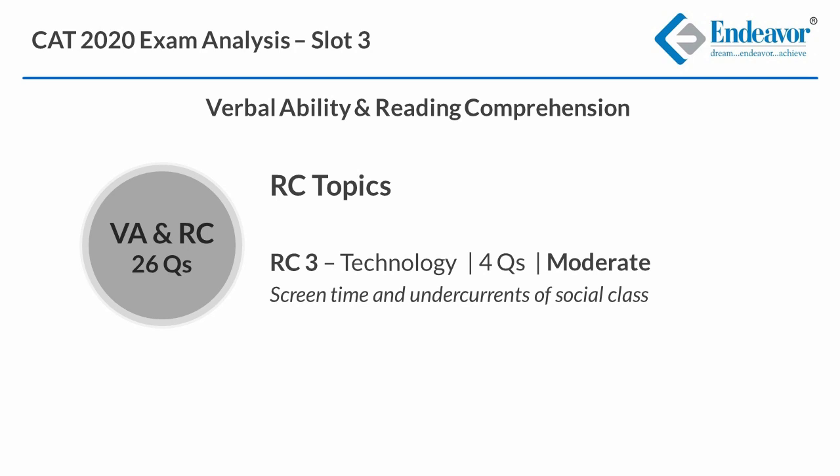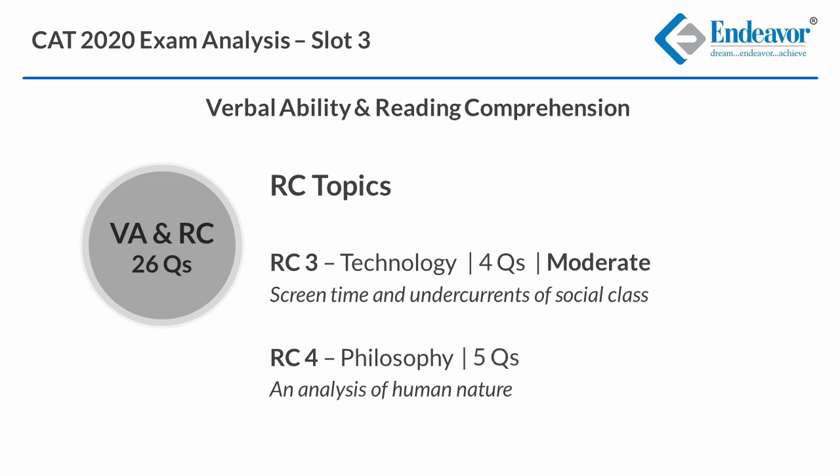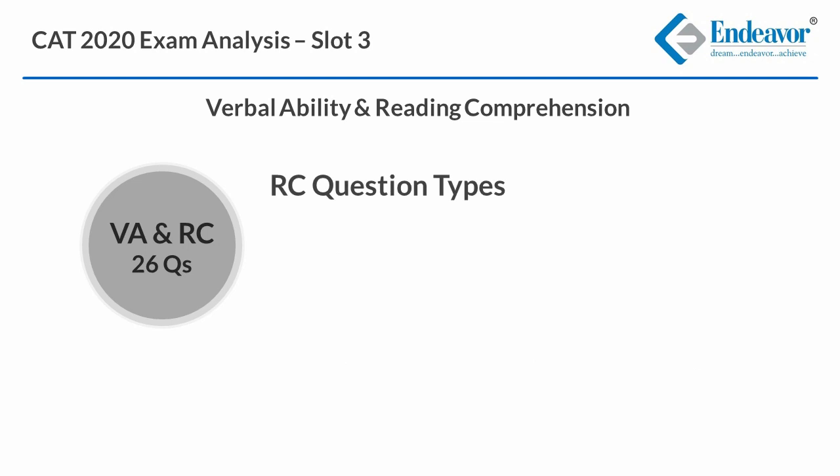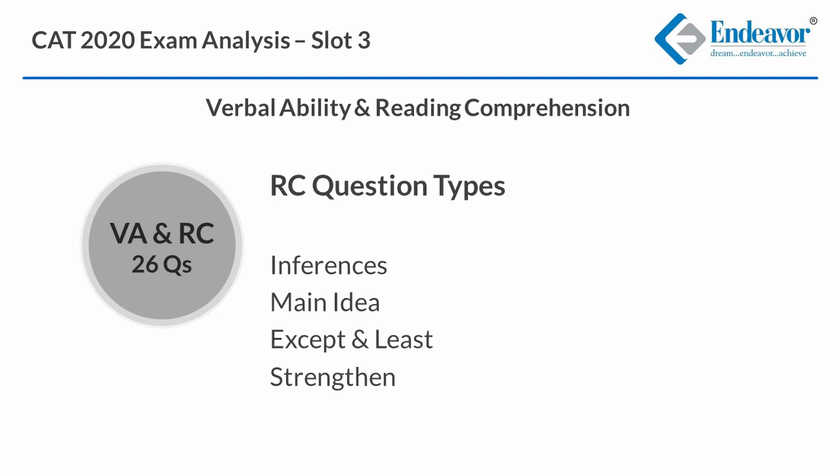The last passage, which was on philosophy, undertook an analysis of human nature, different viewpoints on human nature that the author analyzed. This passage carried 5 questions and could be termed moderately difficult. The questions based on all these passages ranged from inferences, main idea questions, the except and least questions, strengthen questions, and 1 or 2 parallel reasoning questions.